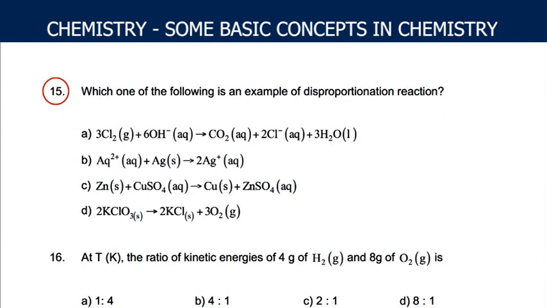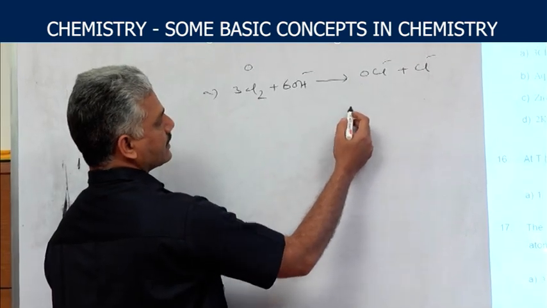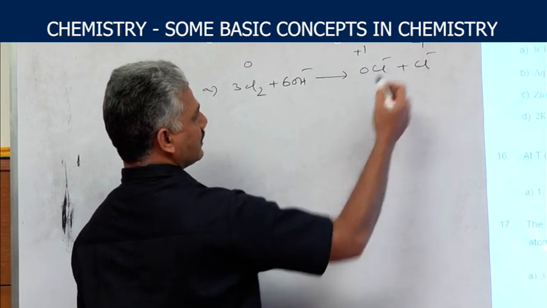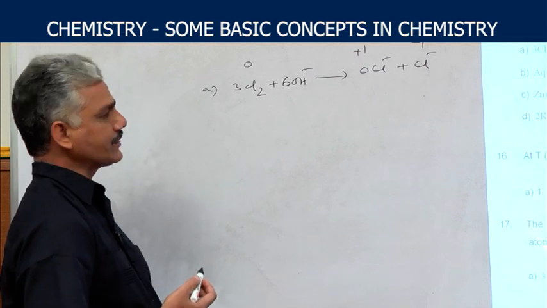A disproportionation reaction is a redox reaction in which the same substance undergoes both oxidation and reduction. So, one by one we have to check the options for this particular property. We have to check the oxidation state values. Initially, the oxidation state of chlorine is 0. In OCl minus, the chlorine oxidation state comes out to +1. In Cl minus, it is -1.